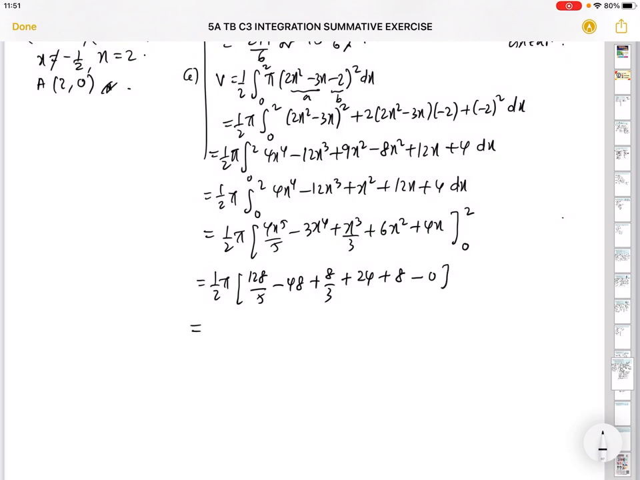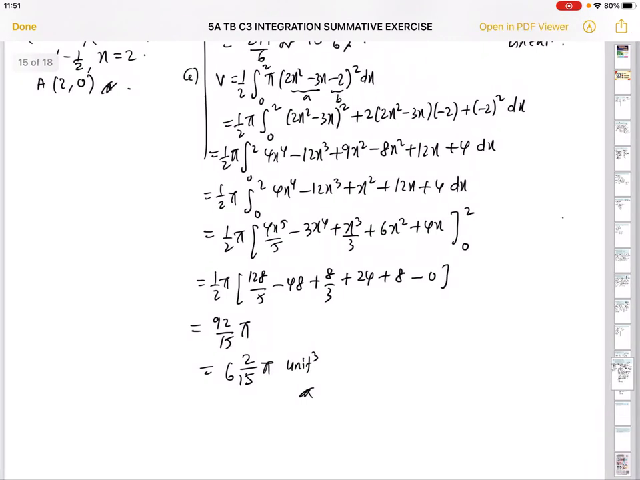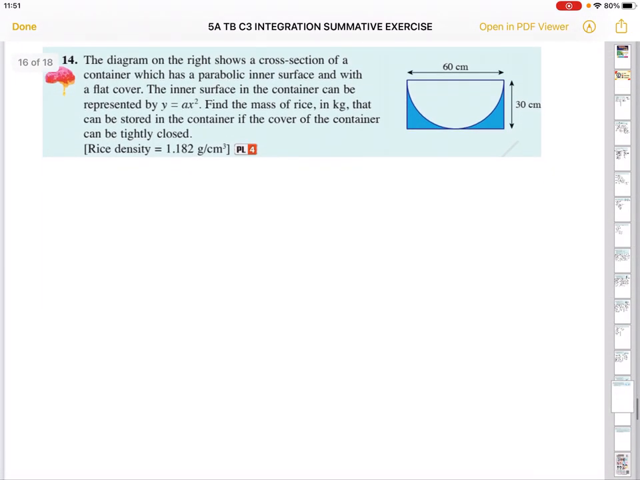I know this question is a bit long, a bit tedious. Okay, let's move on to 14. Question 14. I think we got 2 more. All right. Diagram on the right shows a cross section of a container, which is a parabolic inner curved surface area.